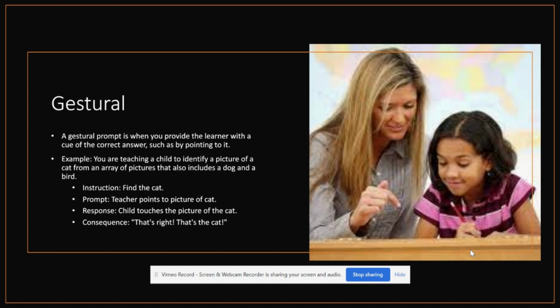So an example here would be you're teaching a child to identify a picture of a cat from an array of pictures that also includes a dog and a bird. The instruction you give is find the cat. The prompt is you're going to point and gesture to the picture of the cat. The child responds by touching the picture of the cat, and you respond with a consequence saying, that's right, that's the cat.